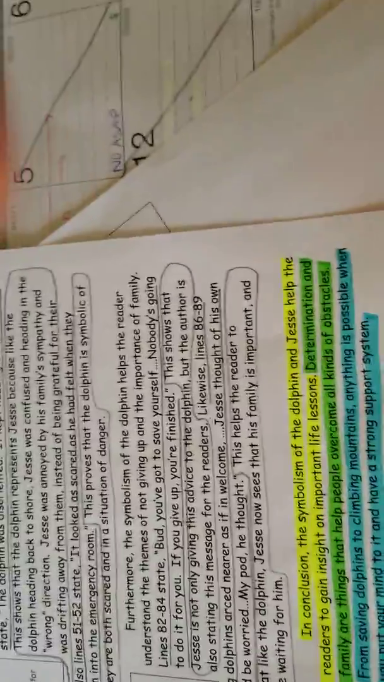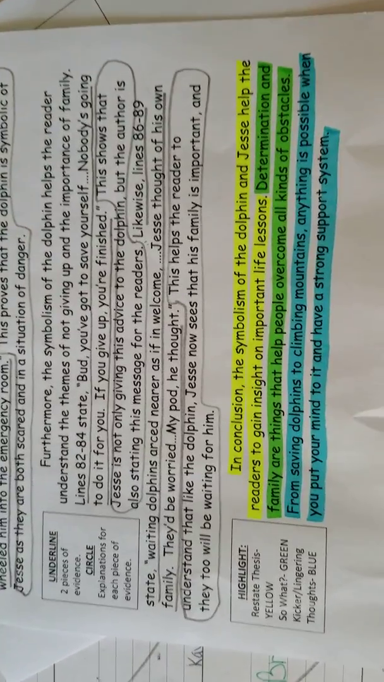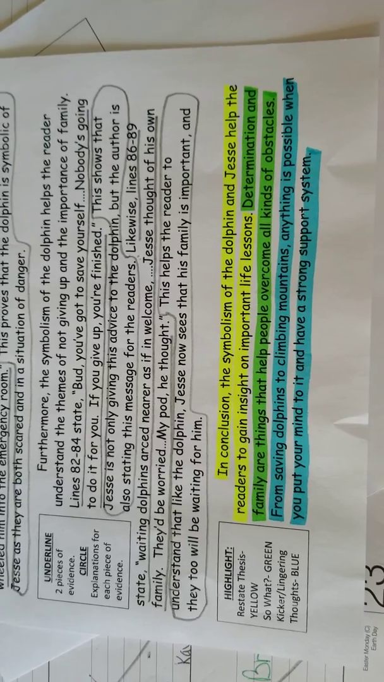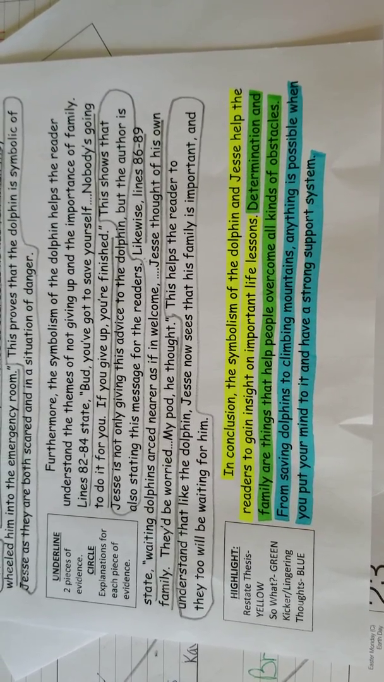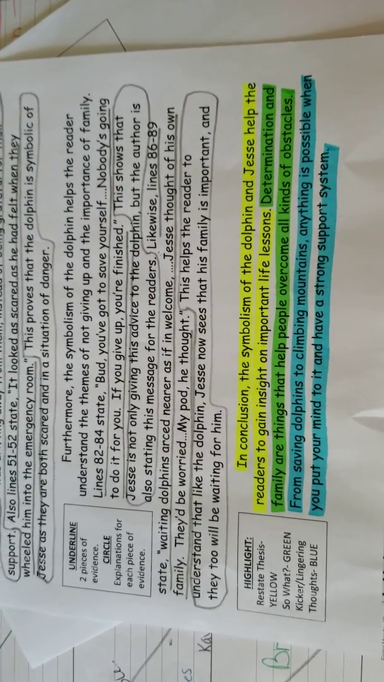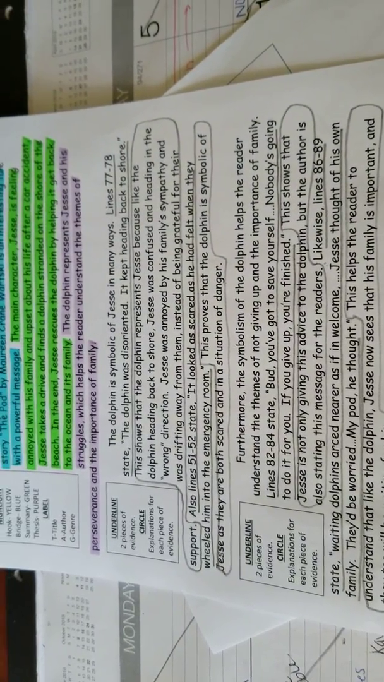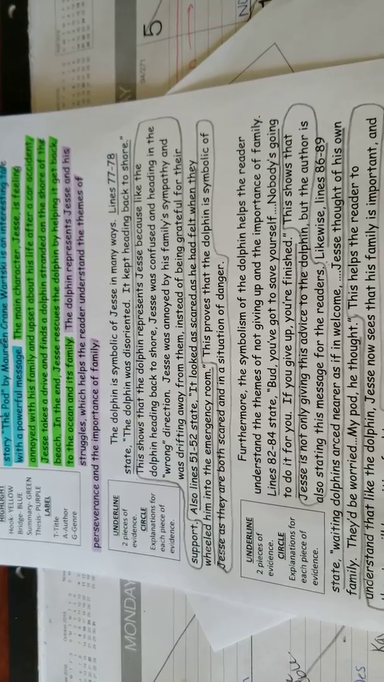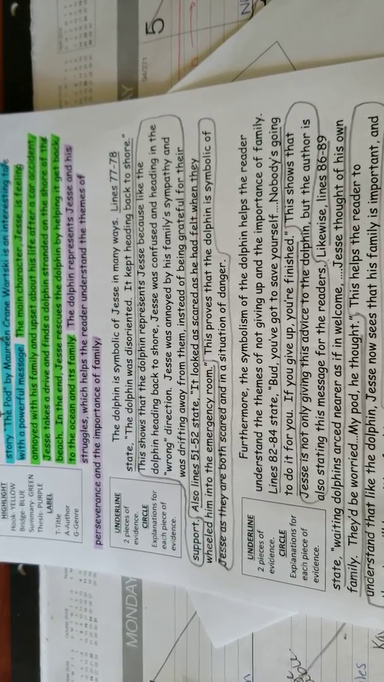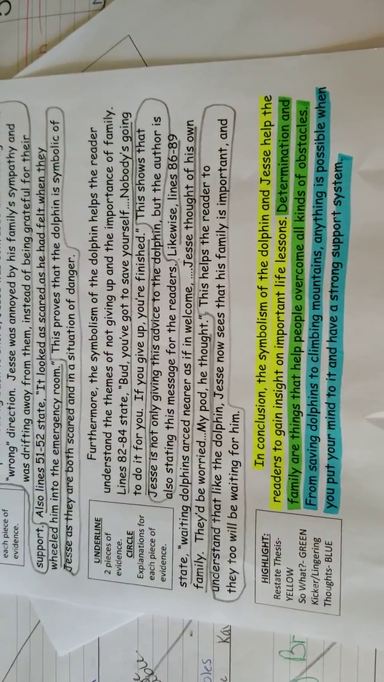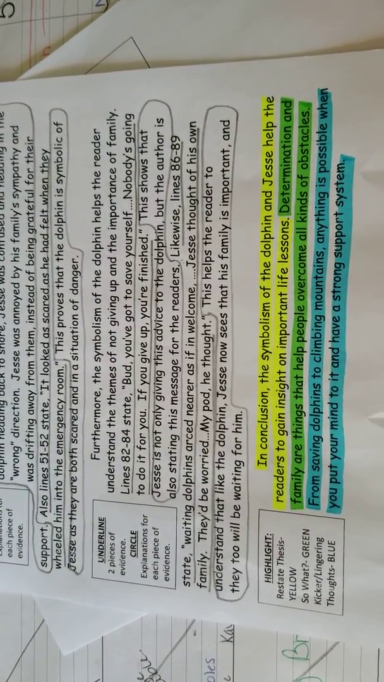Okay. All right. Let's go back to our color-coded paper. I'm going to turn my camera again. Okay. So I've got my thesis. In conclusion, the symbolism of the dolphin and Jesse help the readers to gain insight on important life lessons. Notice, by the way, if I go up here, it's not exactly the same. My thesis is in purple up here, right? But those words in purple are not exactly the same as those words in yellow. Same idea, but I put it in different words.